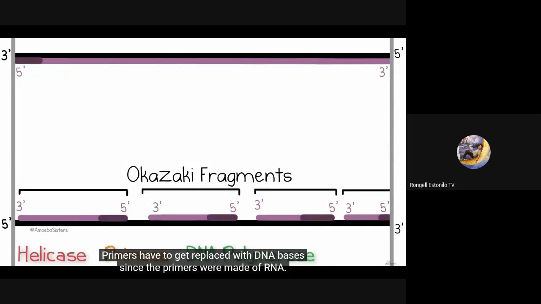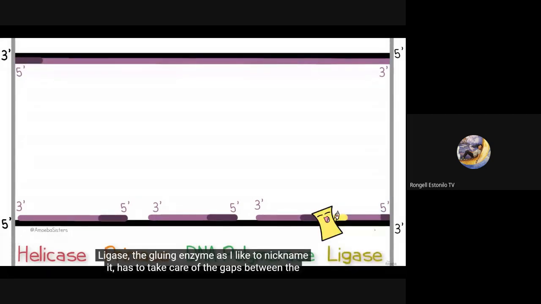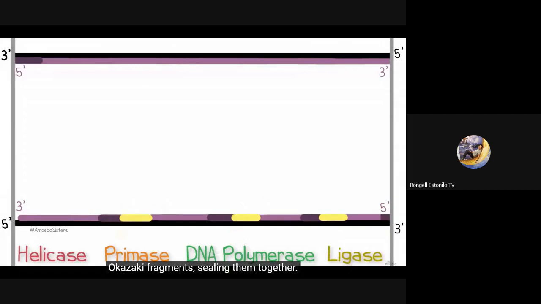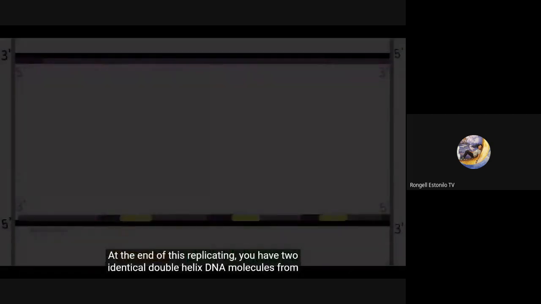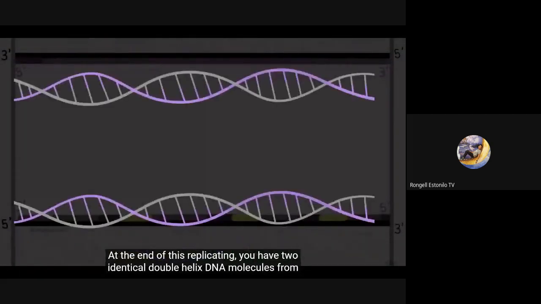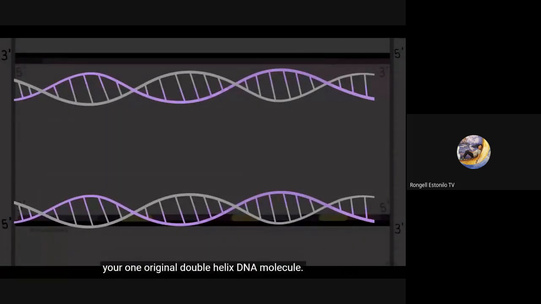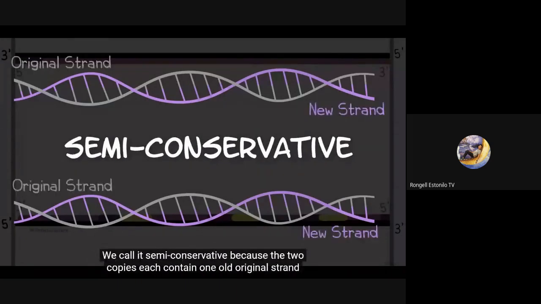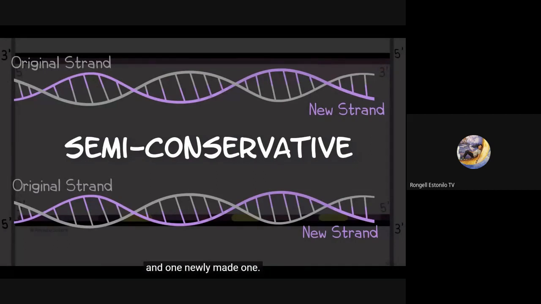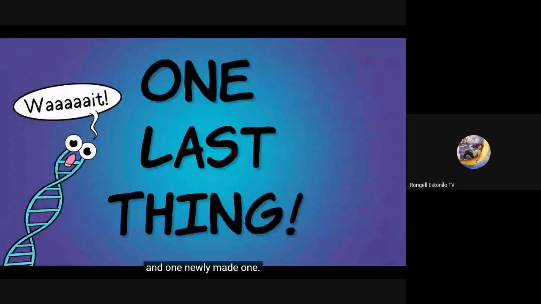Primers have to get replaced with DNA bases since the primers were made of RNA. Ligase, the gluing enzyme, as I like to nickname it, has to take care of the gaps between Okazaki fragments, sealing them together. At the end of replicating, you have two identical double helix DNA molecules from your one original double helix DNA molecule. We call it semi-conservative because the two copies each contain one old original strand and one newly made one. One last thing.